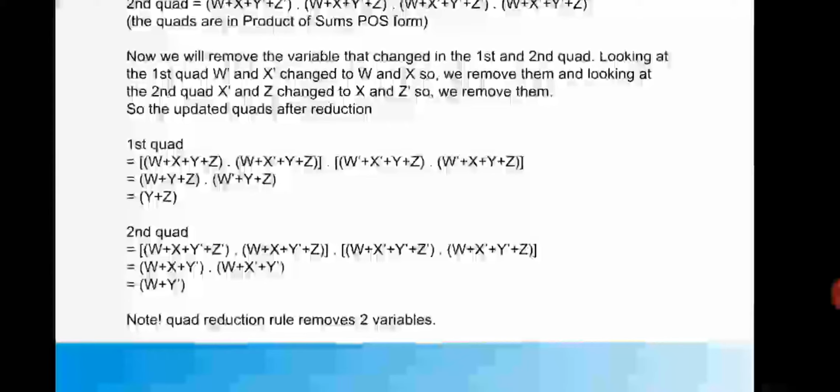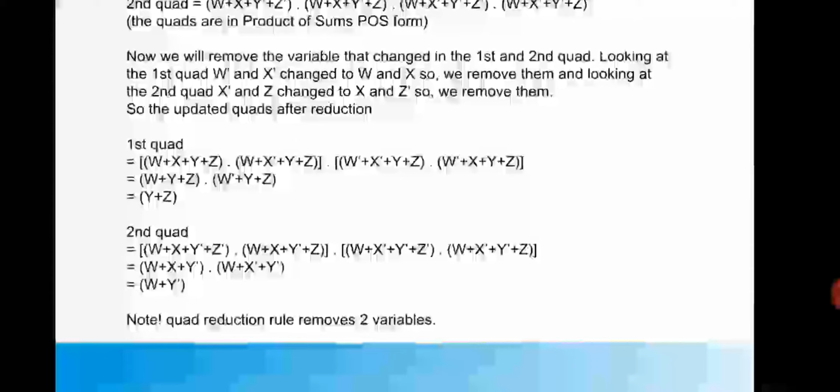In the first quad, they are actually divided into two parts, isn't it? So w plus x plus y plus z into w plus x dash plus y plus z. Now how have they reduced that? They have reduced it to w plus y plus z. Why? Because in this square x has changed to x dash, that's why they removed it.